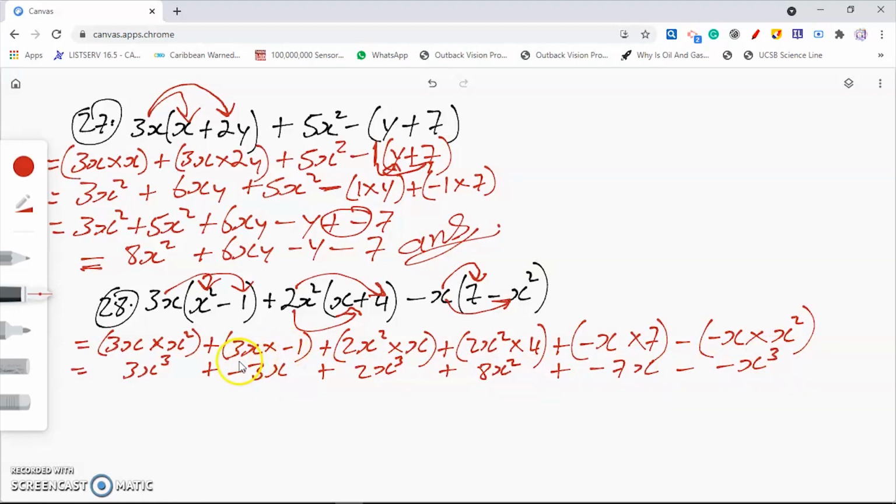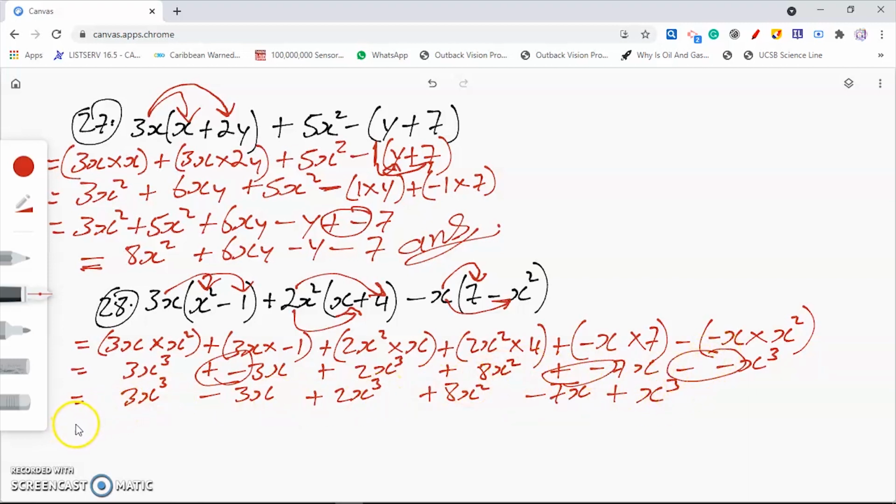So we have some simplification to do. So our next step would be 3x cubed minus 3x, because this here is equivalent to a minus sign. Then we have plus 2x cubed plus 8x squared minus 7x, because this is equivalent to a minus sign, plus x cubed, because this is equivalent to a plus sign. And that's equal to, well, we have to group our like terms now. So bring all the x cubes together, all the x squared together, and all the x's together.